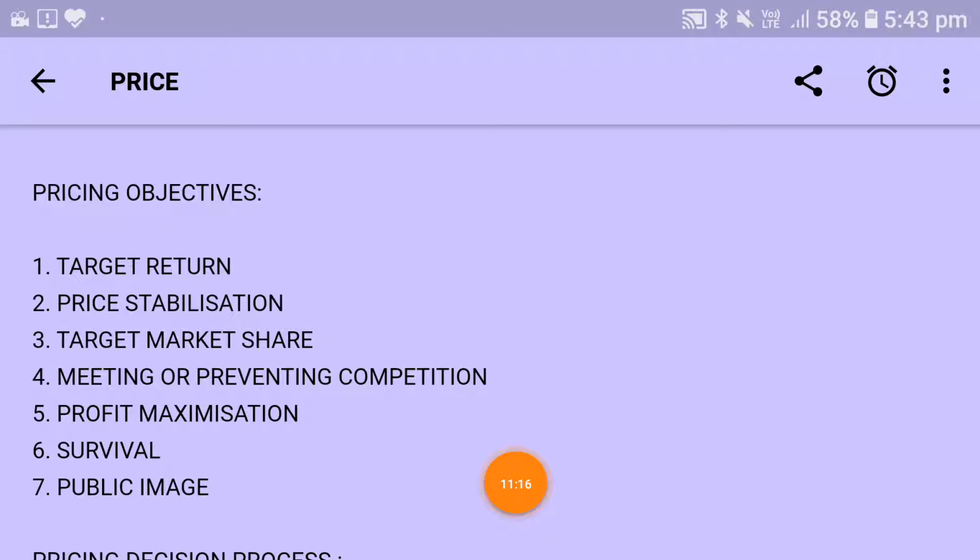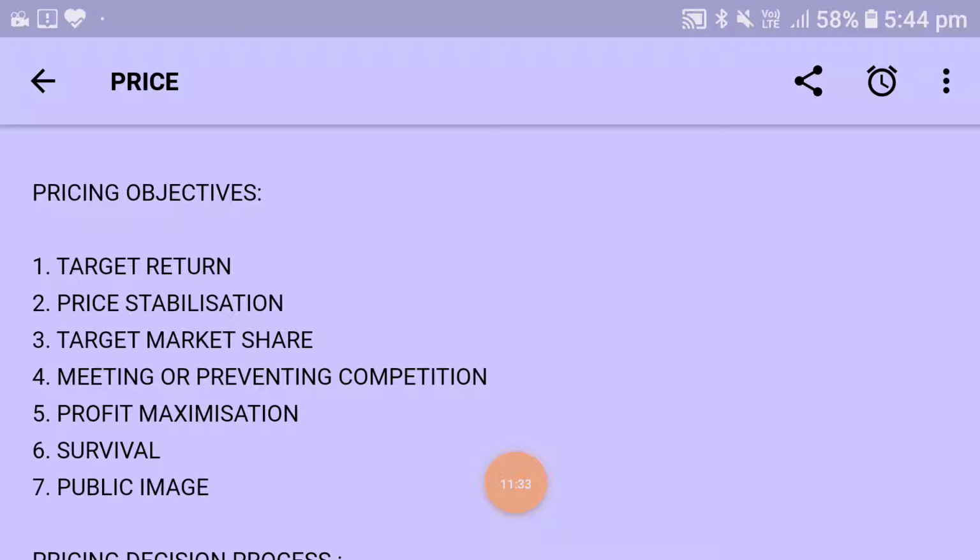Now comes the objectives of pricing. Under this, the first is target return. Target return means many companies have a pricing objective aimed to achieve a certain target return on investment, that is ROI, a certain rate on sales, or some targeted amount of profit.